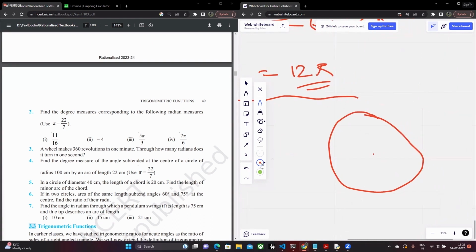You are given that the radius is basically 1 meter. You have an arc L of length 22 centimeters, that is basically 0.22 meters because I'm using 1 meter over here. There is a reason I'm using 1 meter. I'll tell you after I finish solving this. And you're asked this angle.